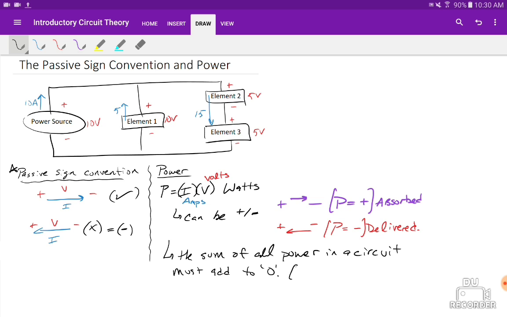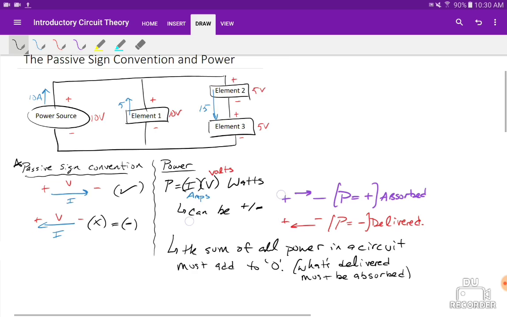Basically what I'm saying is what is delivered must be absorbed. What's delivered must be absorbed, and that's the only way. You can never have net power of positive or negative quantity for any circuit. It does not make sense.